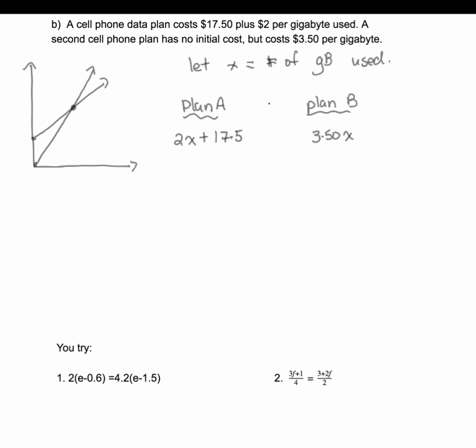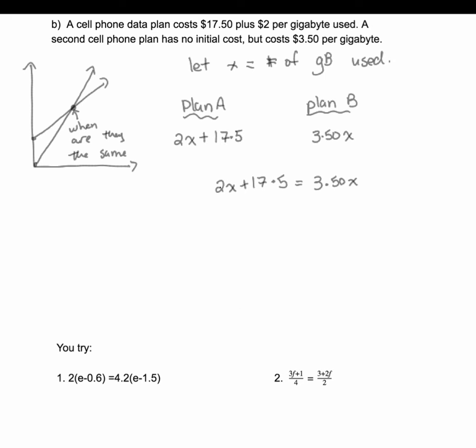Now, since I want to figure out when they are equal, this point right here is really asking the question, when are they the same? So what I would do in this scenario is figure out when 2x plus 17.5 is equal to 3.5x. So we're asking the question, when does plan A equal plan B? Now I've set up my equation, so that means I can work to solve it.